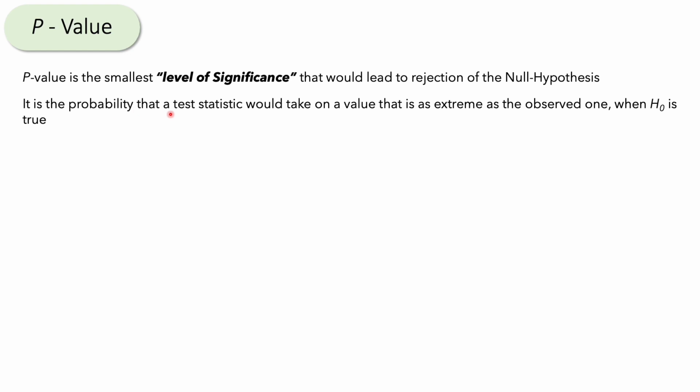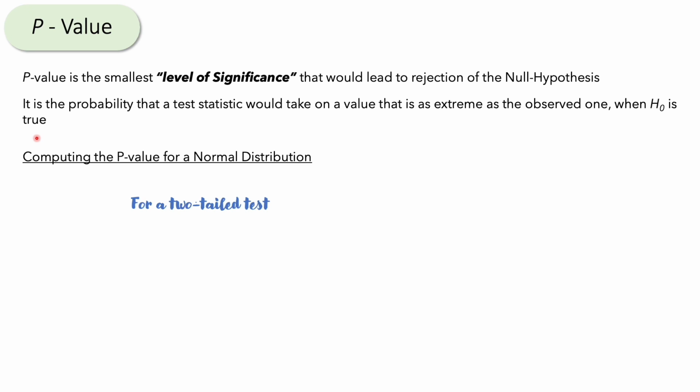So it is the probability that the statistic would take on a value that is as extreme as the observed one when mu naught is true. Okay, so if it is equal to or less than that, then we can consider H naught, or the null hypothesis, not to be false. We cannot reject that. Okay, so how can we compute this p-value for our testing?